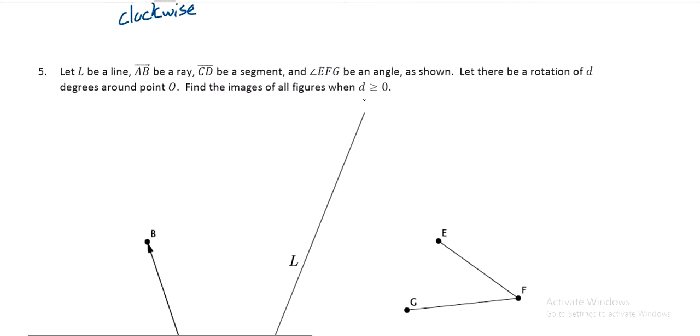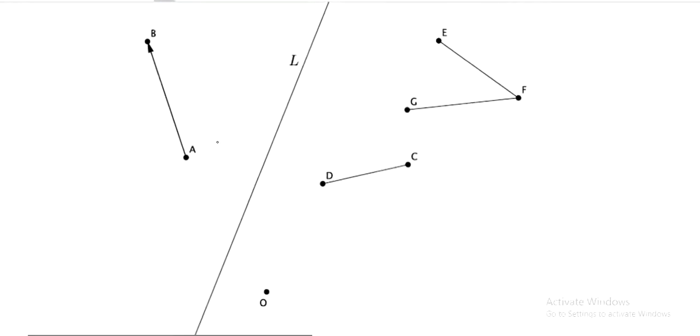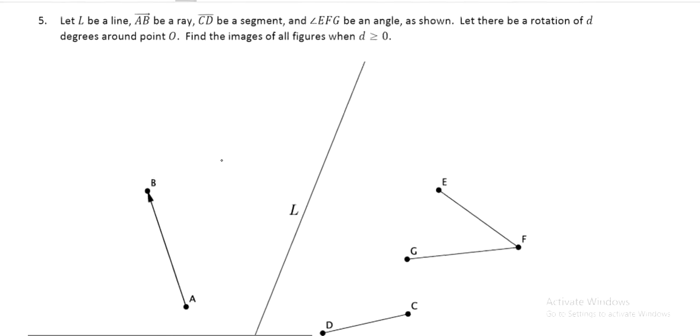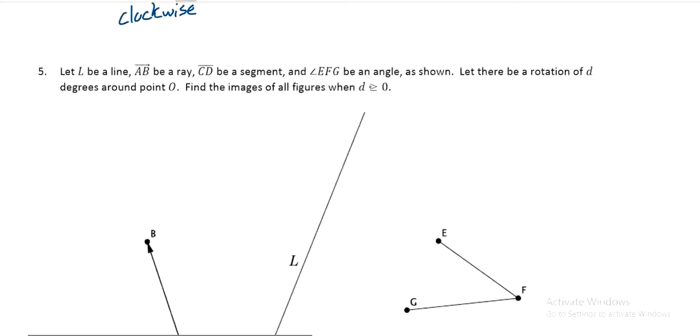First, we identify the point of rotation. Point of rotation is O. We see O down here. Maybe I'll even put a little orange with it again. All right, and we have to pick a rotation so that it's greater than 0. So let's go with 90 again. We'll let d equal 90 degrees.